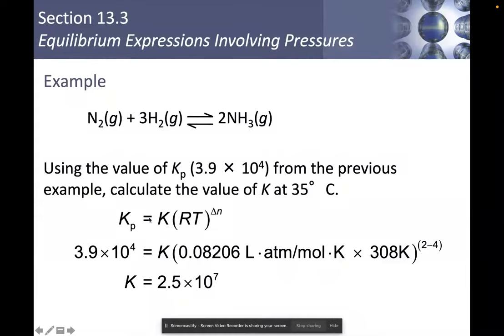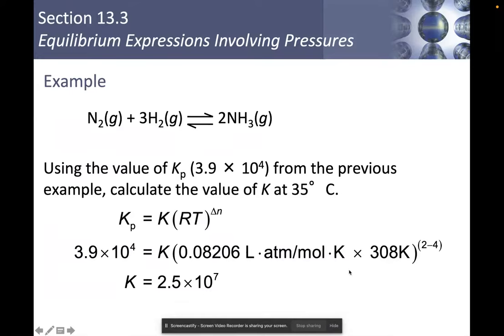I have my Kp right here. K is what I don't know, because that's what I'm trying to find. I'm trying to find just the regular K value. I have right here our R, and I have our T, and then I have 2 minus 4. Why 2 minus 4? I have 2 moles of gas on the product side here. I have 4 moles of gas on the reactant side, right? 3 and 1 is 4. So by plugging this in and solving for K, I would get 2.5 times 10 to the 7th.